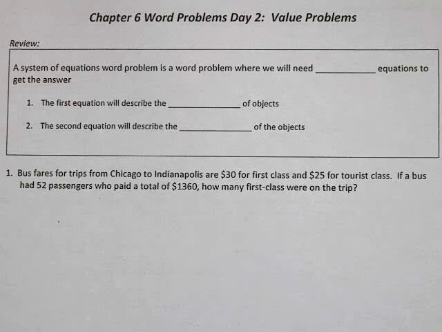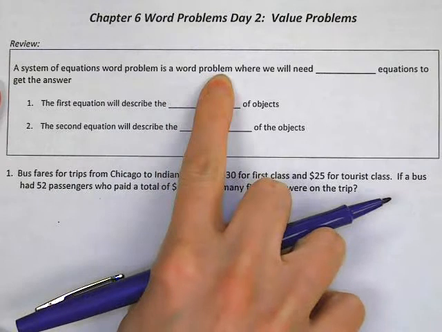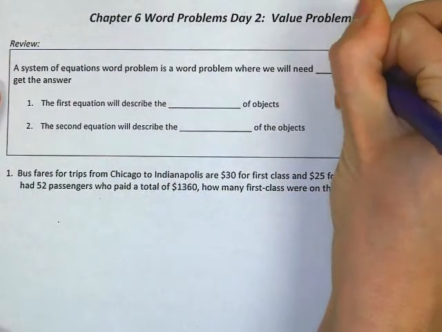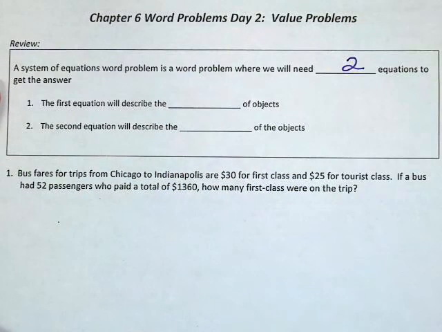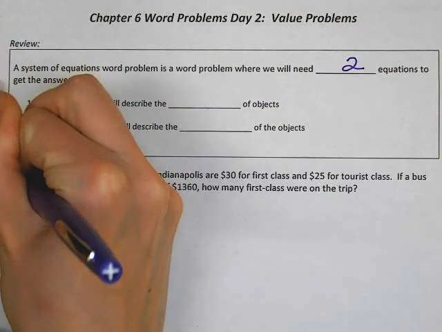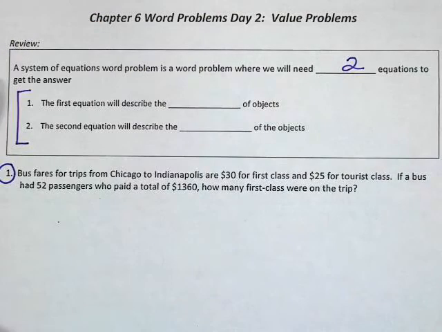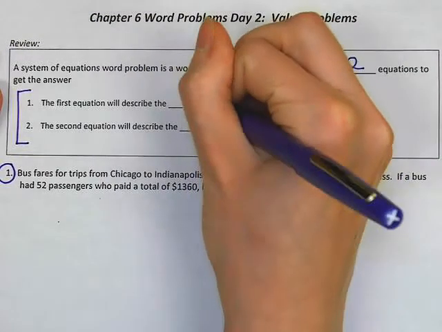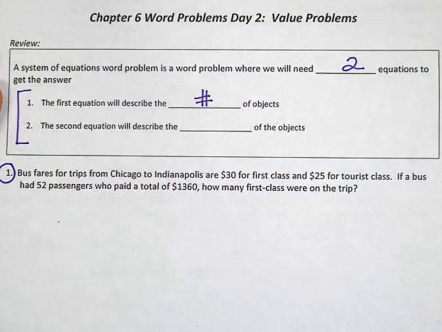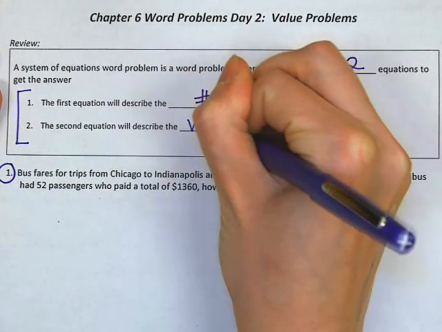Okay, today we're on word problems day 2, and let's do a little recap. A system of equations word problem is a word problem where we need 2 equations to get the answer. For number 1 and the money problems from yesterday, we're going to follow this strategy. The first equation will describe the number of objects, and the second equation will describe the value or money.